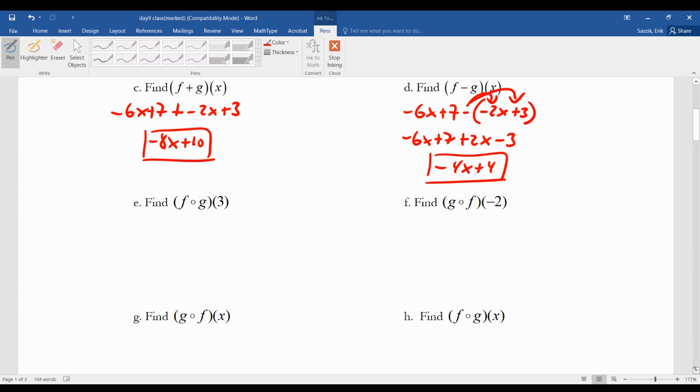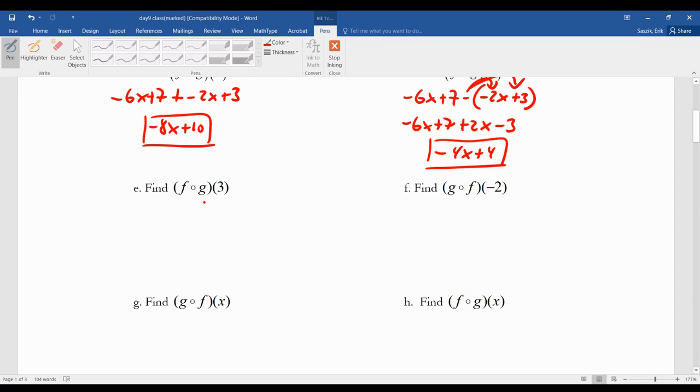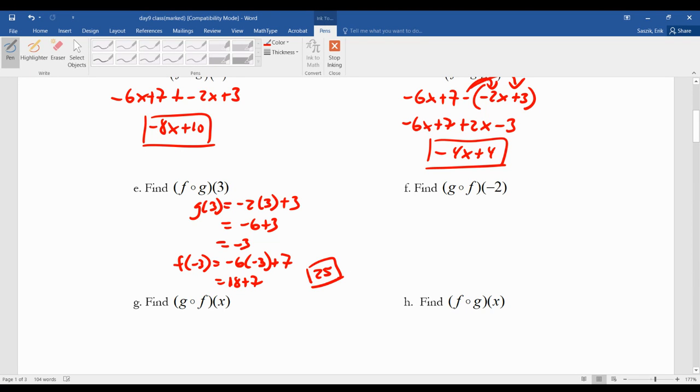Now this is f of g of 3. Excuse me. So we got to start with g of 3, which is negative 2 times 3 plus 3. So that's negative 6 plus 3, which is negative 3. Now remember, you don't do f of 3. You now do f of this result. So f of negative 3 is going to be negative 6 times negative 3 plus 7. And that's negative times a negative is positive. And 18 plus 7 gives us 25.